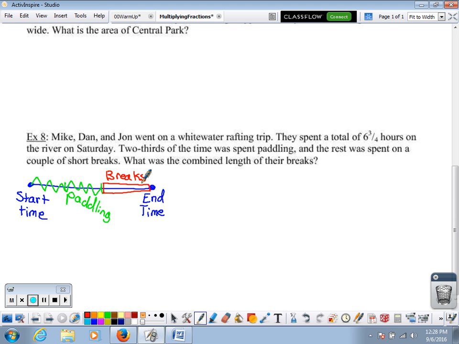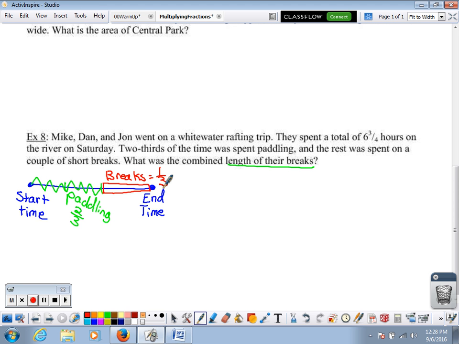Okay, so let's go back and let's read it this second time. Let's think about some numbers. So Mike, Dan, and John went on a whitewater rafting trip. They spent a total of 6 3/4 hours on the river on Saturday. 2/3 of the time was spent paddling, and the rest was spent on a couple of short breaks. What was the combined length of the breaks? So we're trying to find out how long they spent taking breaks. That's what we're looking for. Well, they spent 2/3 of the time paddling, which means how much of the time was spent stopping on those breaks? Samir? 1/3. Okay, if they spent 2/3 of the time paddling, that leaves 1 more third to make up the whole thing. So the breaks were 1/3 of the total time.